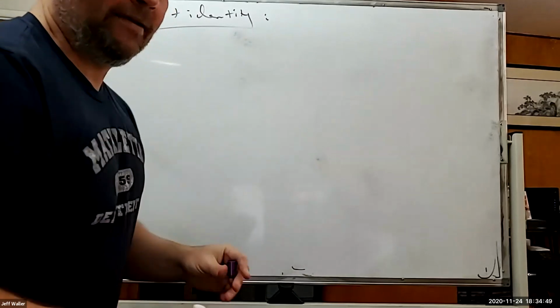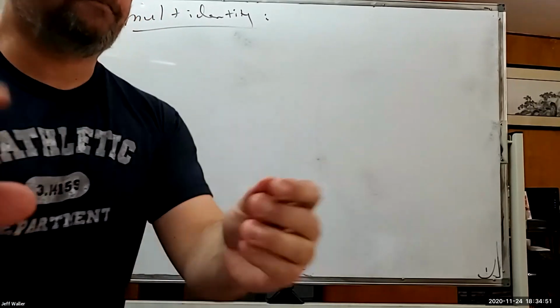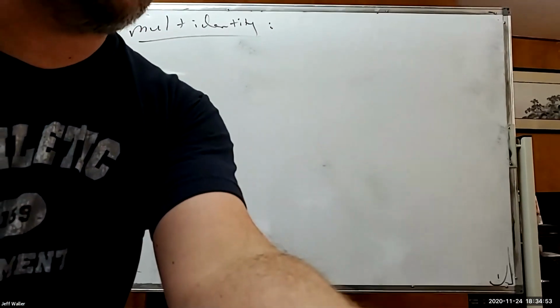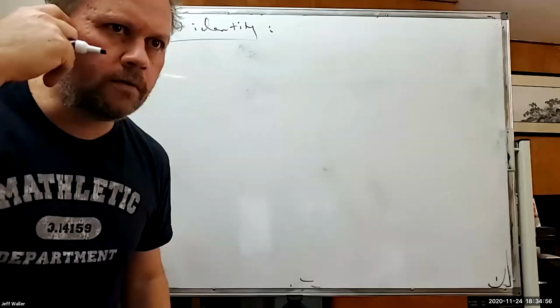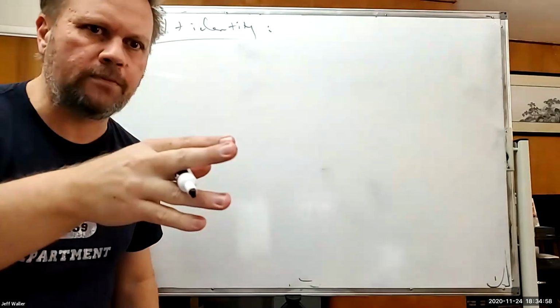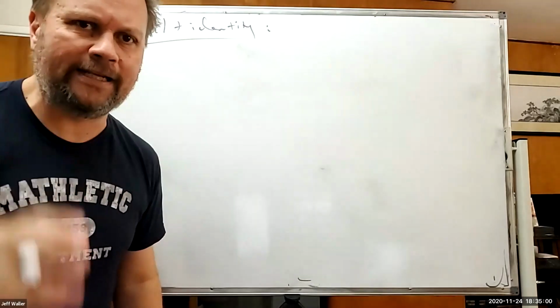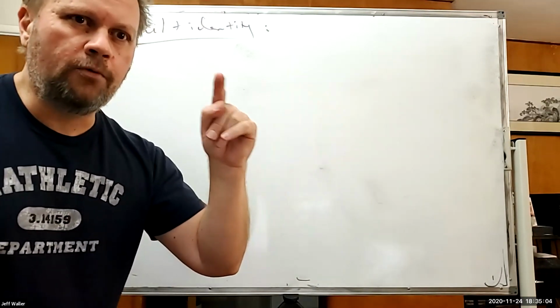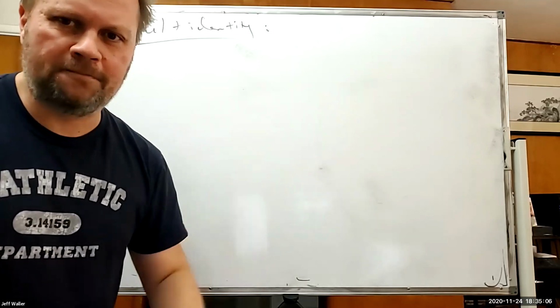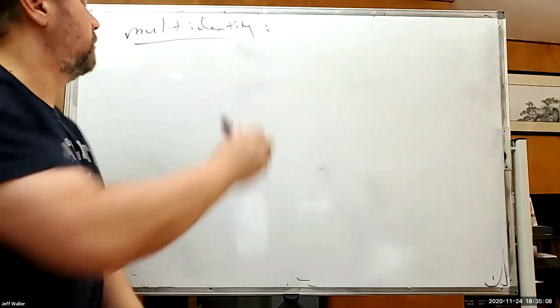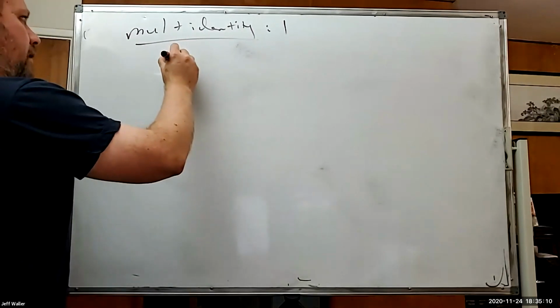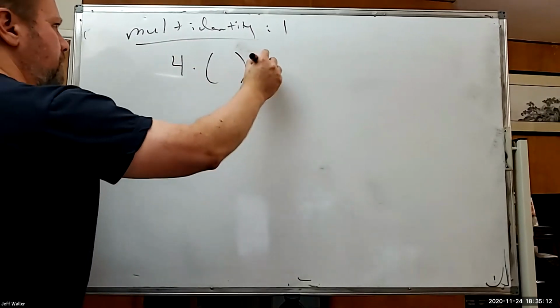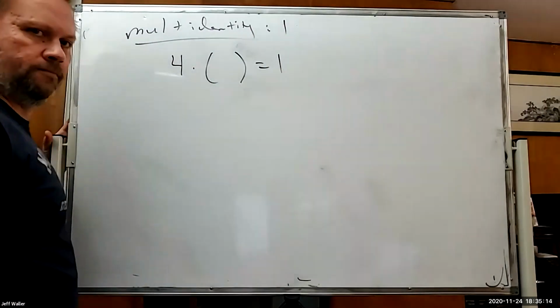Multiplicative identity. Does anyone remember what that is? What do I multiply something by to keep it the same? 1. So the multiplicative identity is 1. Can I multiply 4 by something and make it become the multiplicative identity?